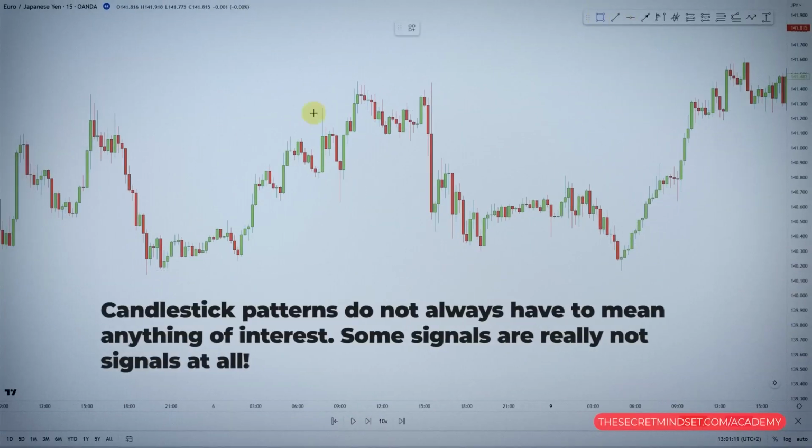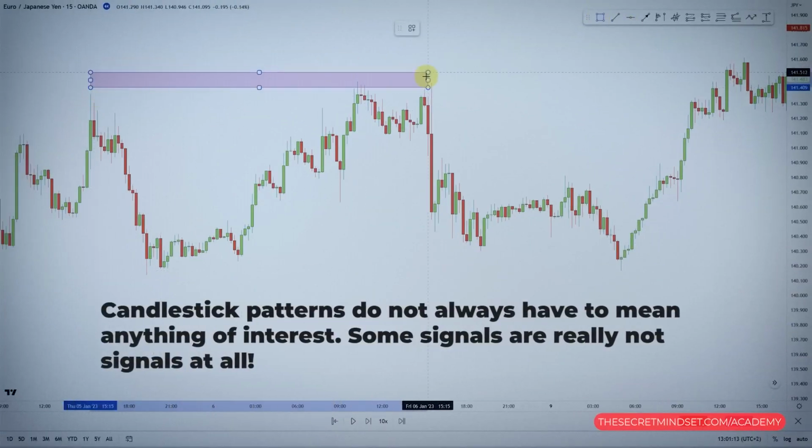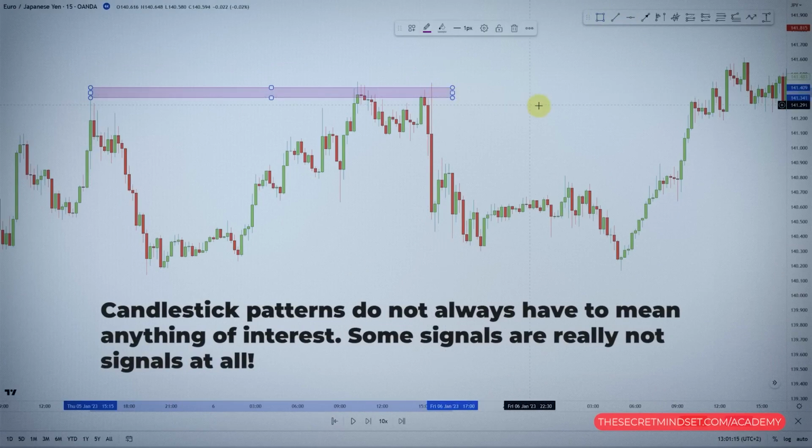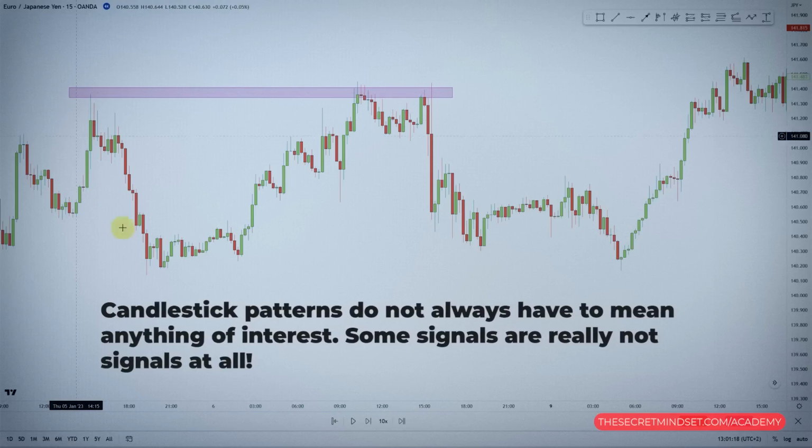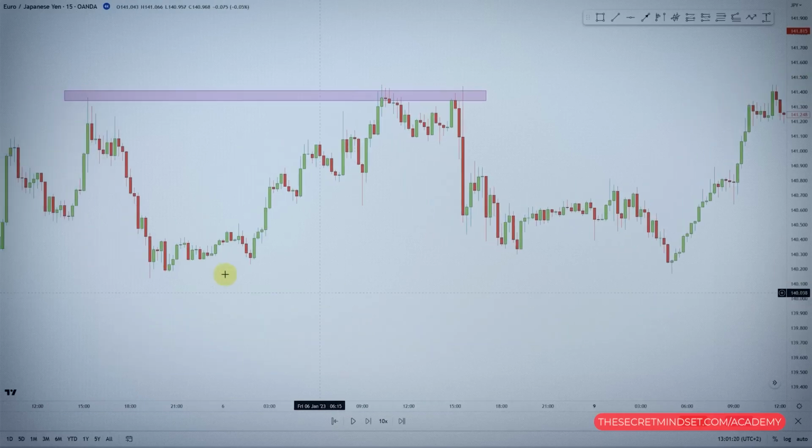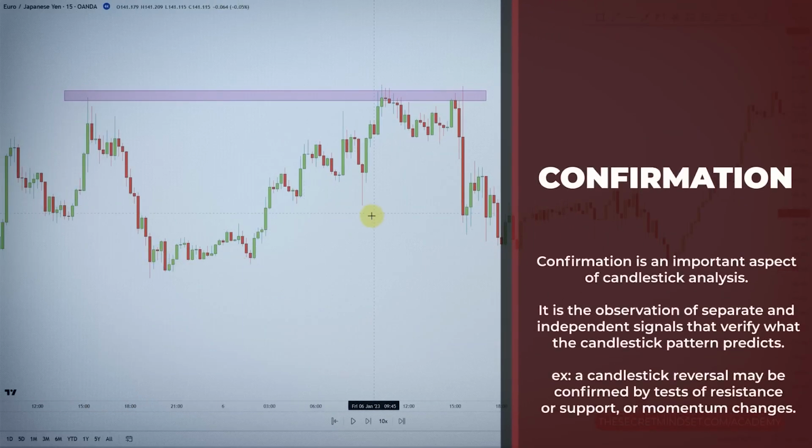Candlestick patterns don't always have to mean anything of interest. Some signals are really not signals at all. This is why confirmation is so important. Confirmation is an important aspect of candlestick analysis. It's the observation of separate and independent signals that verify what the candlestick pattern predicts. For example, a candlestick reversal may be confirmed by tests of resistance or support, or momentum changes.